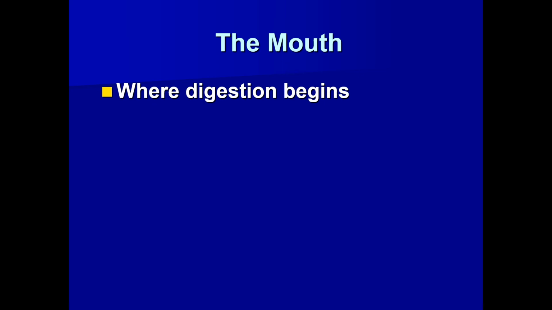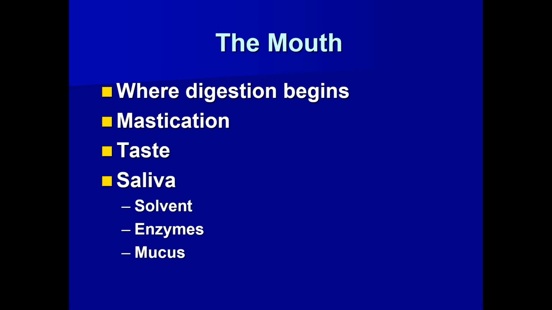So, starting with the mouth, this is where digestion begins. Mastication, or chewing, that's what we're doing there. We also perceive taste through our gustatory system, or your tongue, and there are different parts of it that are more sensitive to umami, sweet, sour, and so on and so forth. We also have saliva and different enzymes and mucus membranes within our mouth, and these start digestion more or less. So there are two particular enzymes that I want you to know about.